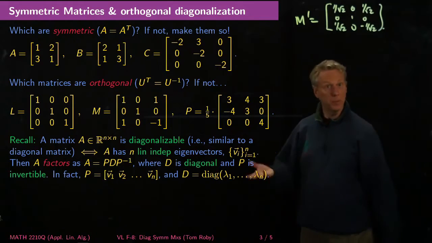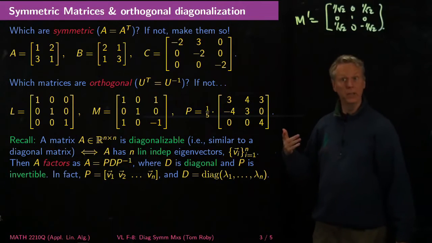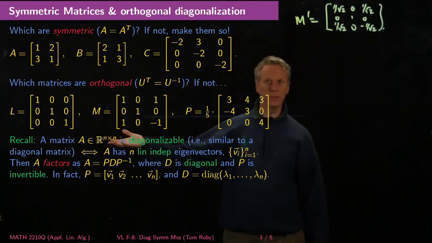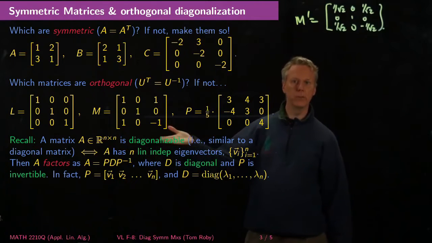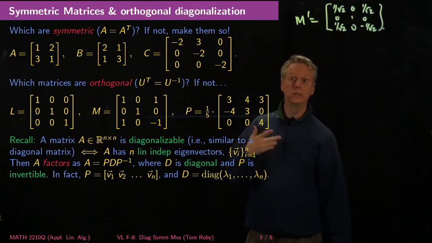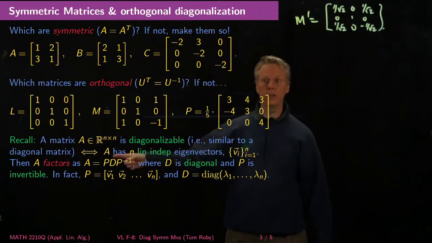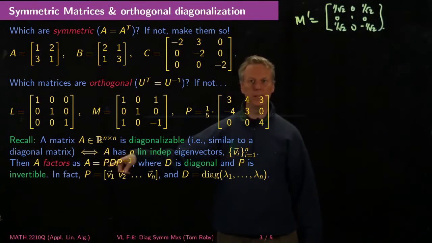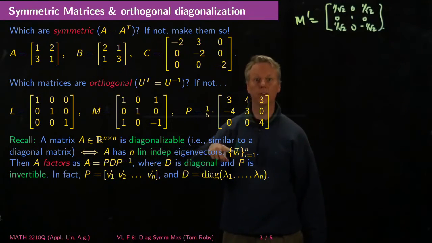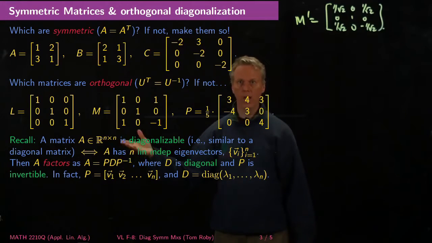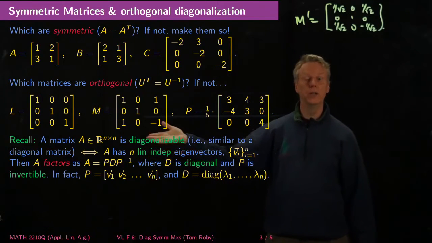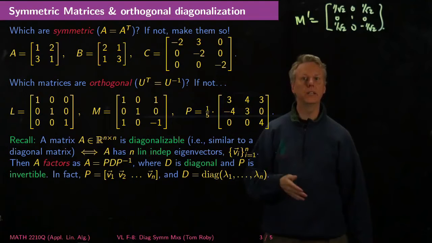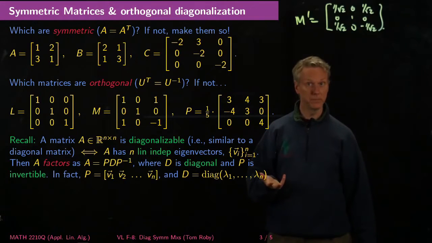So now remember what we did about diagonalizability. It's only something that applies to square matrices. A square matrix is diagonalizable, by definition, if it's similar to a diagonal matrix, which means that it can be written as PDP inverse, where D is diagonal and P is invertible. But we showed that that was equivalent to A having n linearly independent eigenvectors.